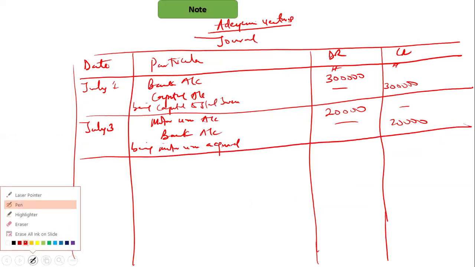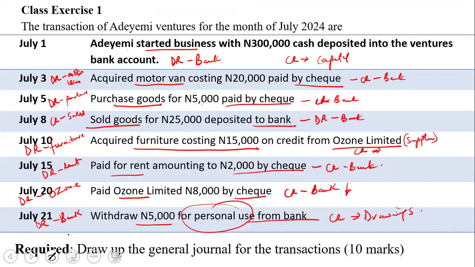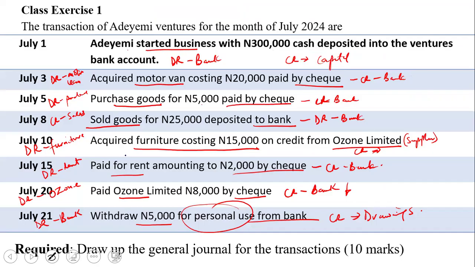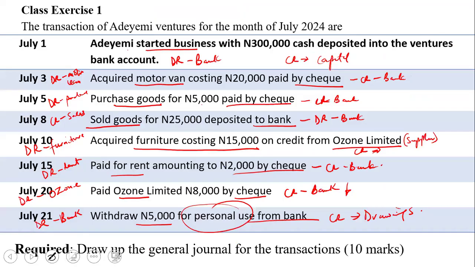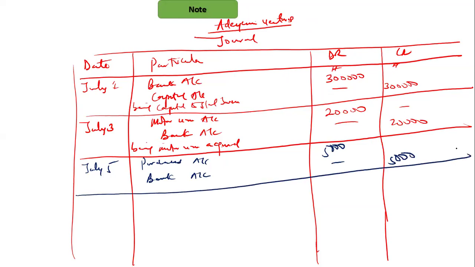So let's move to the next information that we have. We have July 5. What are the accounts that we have? We have purchases and bank. So debit purchases and then credit bank. Don't forget you are already used to the narration, so I want you to narrate and give me your own thought. So what's the amount? 5,000 naira. I can see I'm just developing what we have done earlier.